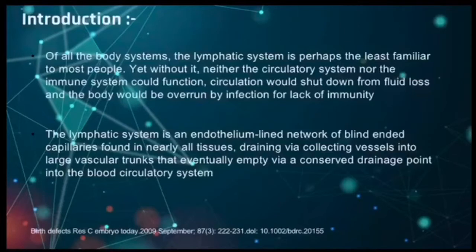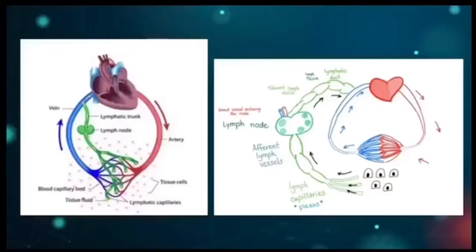Yet, without it, neither the circulatory system nor the immune system could function. Circulation would shut down from fluid loss, and the body would be overrun by infection for lack of immunity. The lymphatic system is an endothelium-lined network of blind-ended capillaries found in nearly all tissues, draining via collecting vessels into large vascular trunks that eventually empty via conserved drainage points into the blood circulatory system.